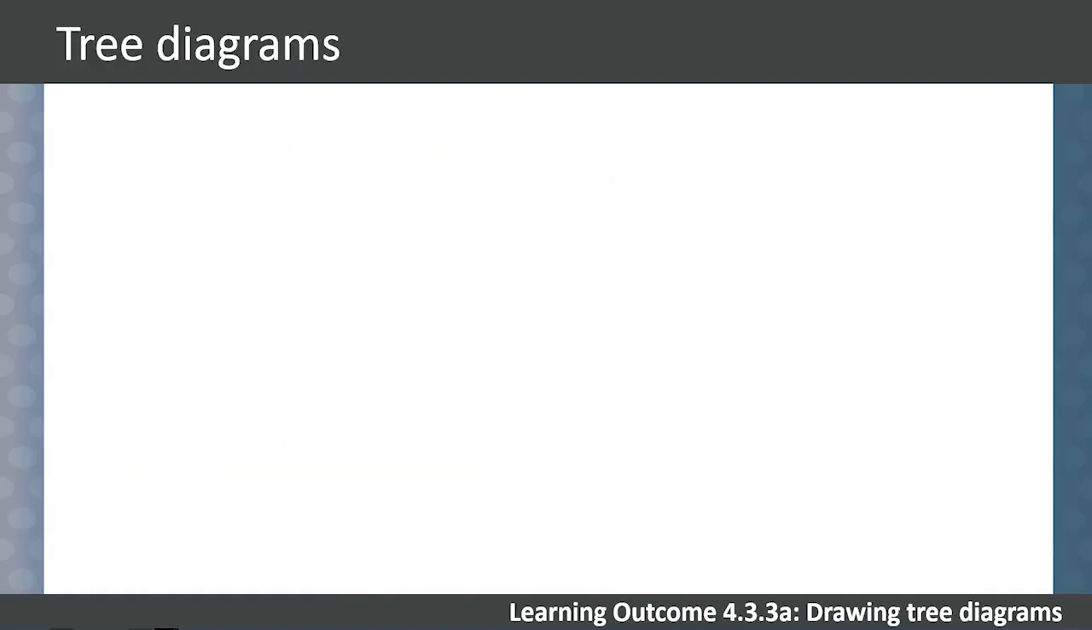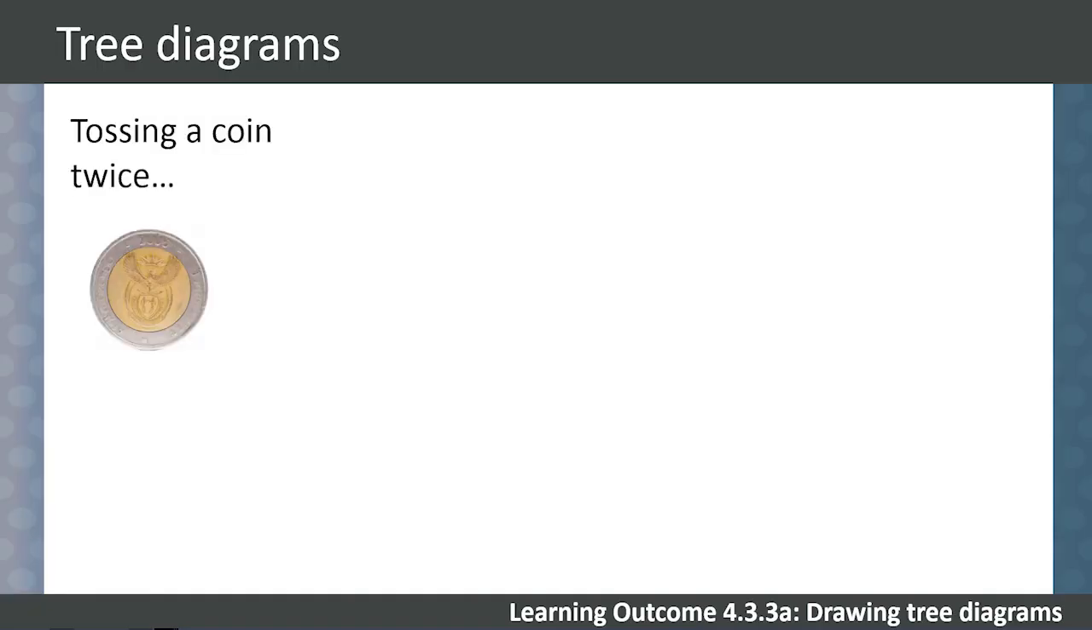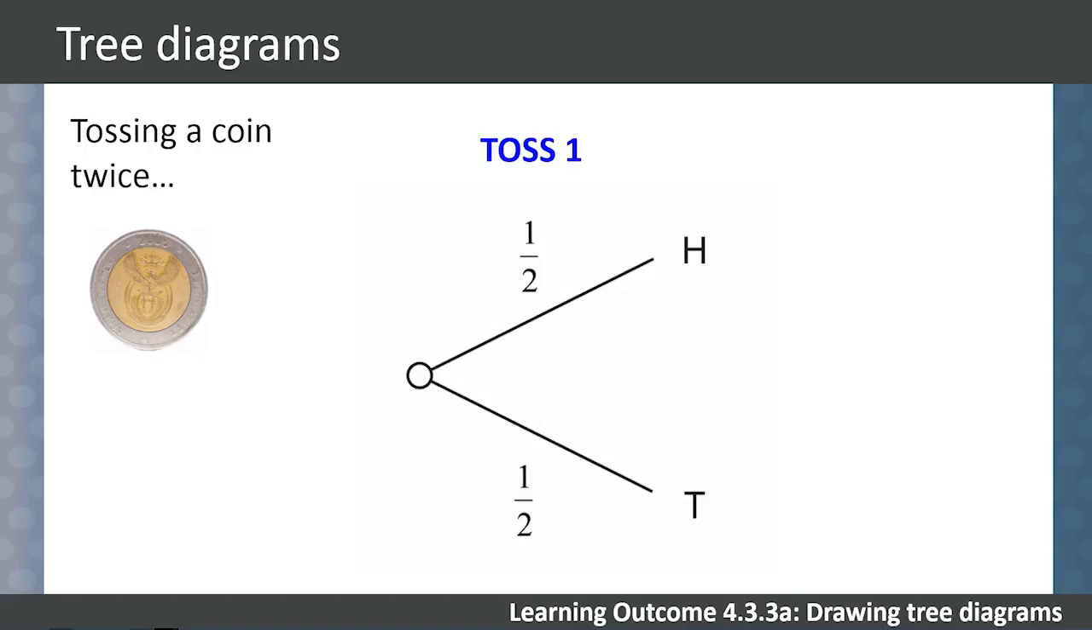Let's look at an example of tossing a coin twice. Let's start with the first toss. Here is the first stage. The number of branches at each stage represents the number of possible outcomes. With the first toss, there are two branches, heads and tails. The probability of each branch is written on the branch. The outcome is written at the end of the branch as H and T. The sum of both branches in toss 1 should add up to 1.